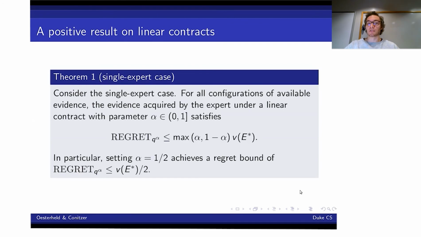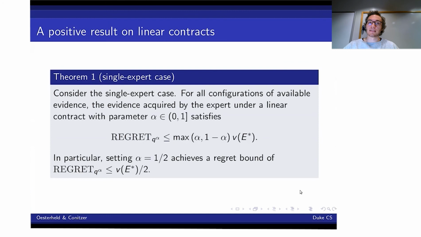Then what we can show is that, so now remember that in the single expert case, we don't have to think about Nash equilibria and so on. We can just immediately, for any given configuration, there's just one piece of evidence, or perhaps some set of evidence, that the expert is indifferent between. But we can show that for all of these optimal pieces of evidence for the expert to acquire, the regret is at most the maximum of alpha and 1 minus alpha times the value of the information that is obtained in the first best solution.